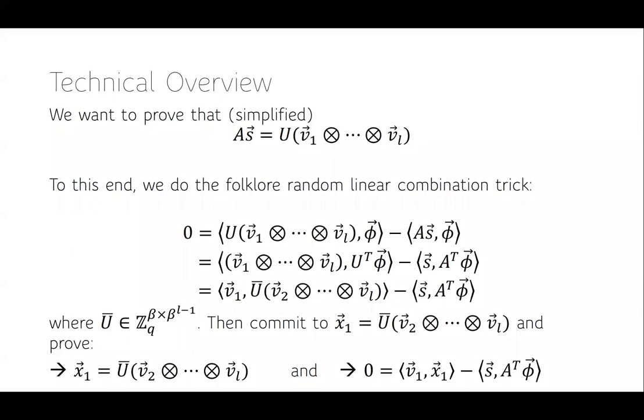And then there are two things to prove. So, I mean, the first one is to prove well-formedness of X1. So we want to prove that X1 is indeed equal to U bar times V2 tensor up to VL. And the second, basically, we want to prove the equation, right? So we want to prove that zero is equal to the inner product of V1 and X1 minus S A transpose phi.